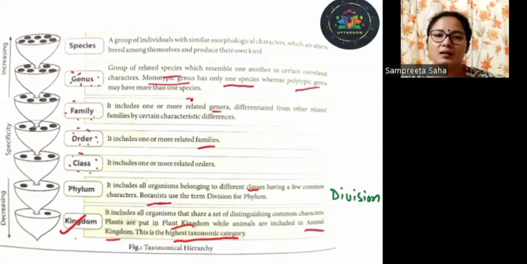Example, Panthera. Panthera will be a polytypic genus. It has Panthera leo, Panthera tigris, isn't it? So it is a polytypic genus.